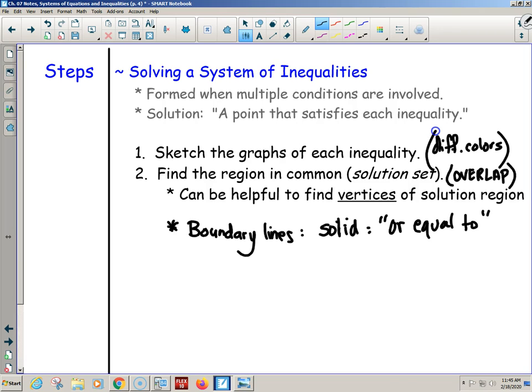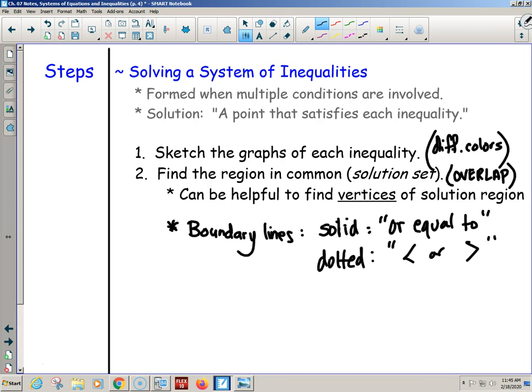aka the actual graph, the parabola, the line, the circle is included in the solutions. Those points are included in the solutions, but if we don't have or equal to, if you just have less than or greater than, remember those boundary lines cannot be included. Okay.